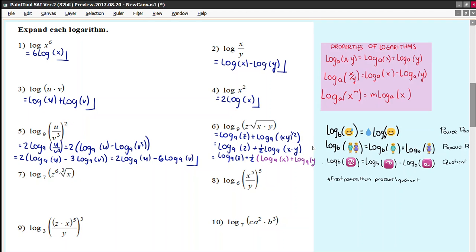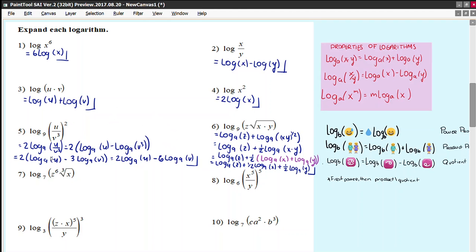So if we finish rewriting this, this is logarithm base 9 of z plus 1/2 logarithm base 9 of x plus 1/2 logarithm base 9 of y. And that's it. Notice that the expansions don't have any parentheses, just the parentheses of the argument that is expanding, okay?